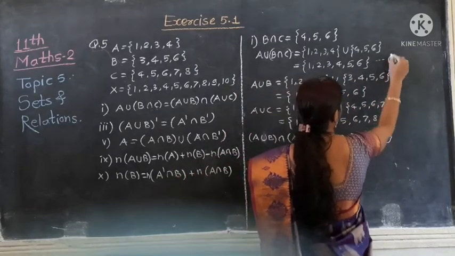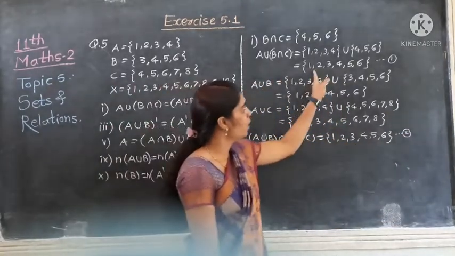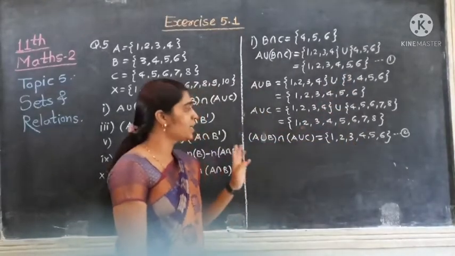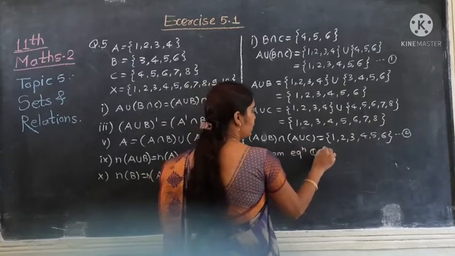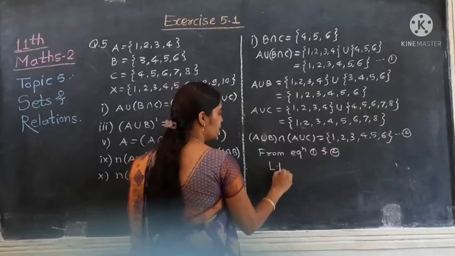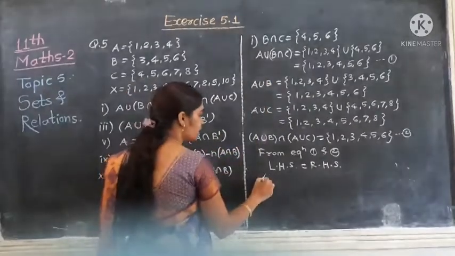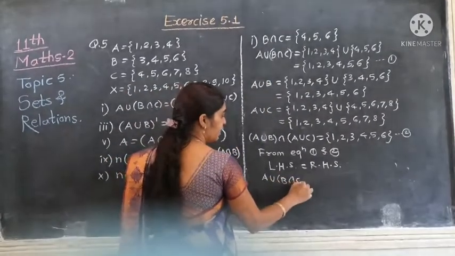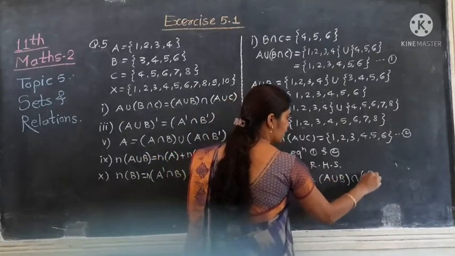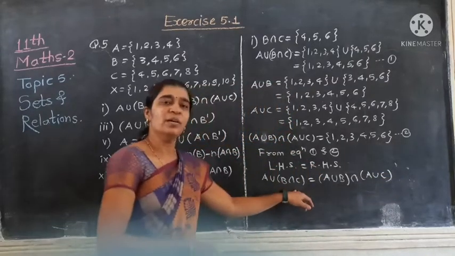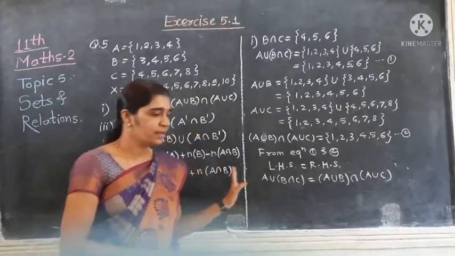You call this equation number 1 and this equation number 2. Observe equations 1 and 2. All elements in the RHS are the same. Therefore, we write from equations 1 and 2, LHS is equal to RHS. That is, A union B intersection C is equal to A union B intersection A union C. This is one of the properties of union and intersection. Okay. Here the first is completed.